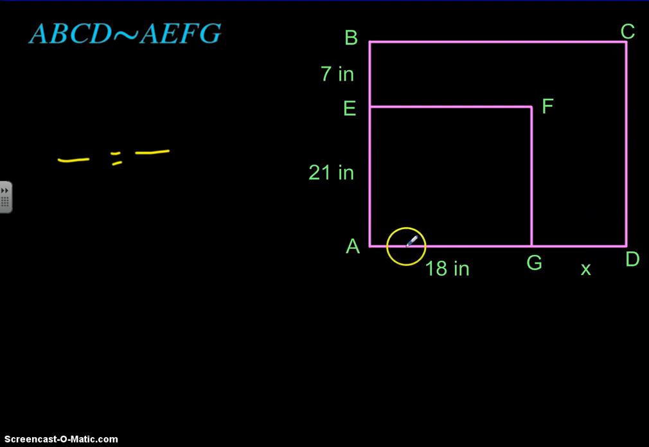AD goes with AG here. So what is the length of AD? It is 18 plus x. It's just like that problem with the triangles. Okay, I've got to put both of those there because that's the length. That goes with AG, which is 18.